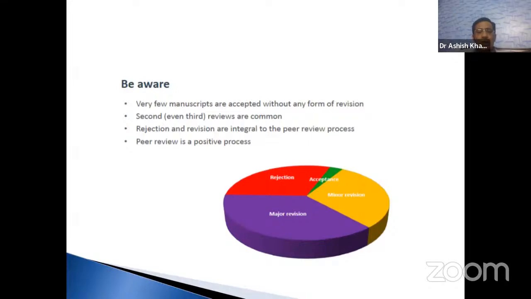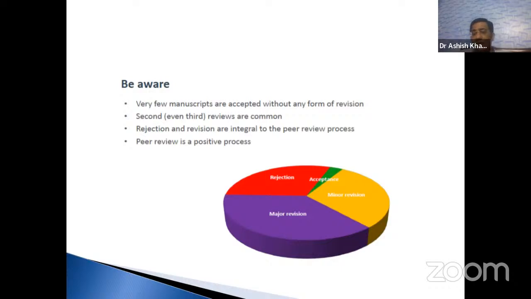With this particular diagram, you can understand that rejection is a very major area. Although the diagram shows it this way, if we compare papers going from India to SCI or Scopus journals, the rejection area could be much larger.